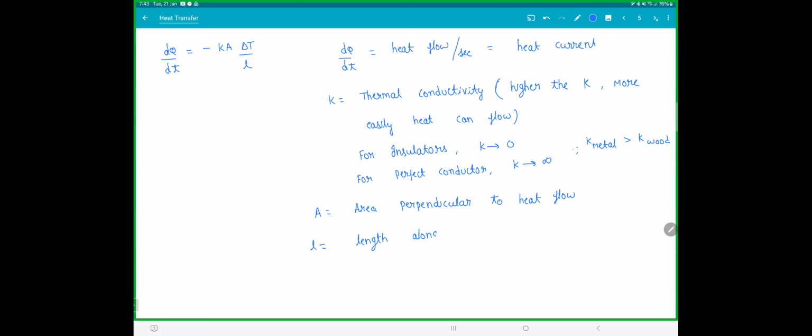If you remember in the foundation, we did this for resistances: rho L by A in the resistance. L is not any length. We will see, so remember that. A is the area perpendicular to the heat flow. L is the length along the heat flow. So it depends on how the heat is flowing. And the negative sign here indicates that the heat is flowing from higher to lower temperature.